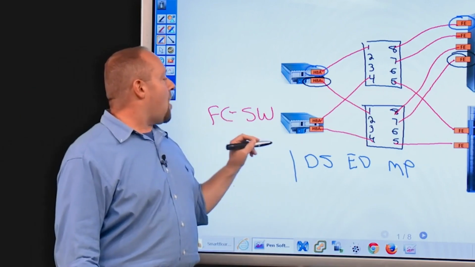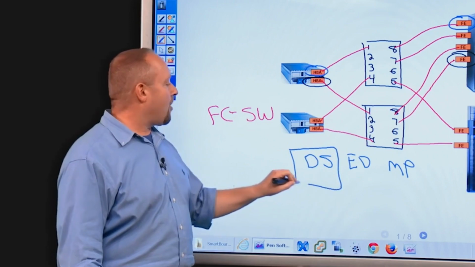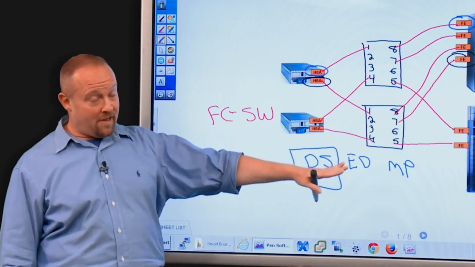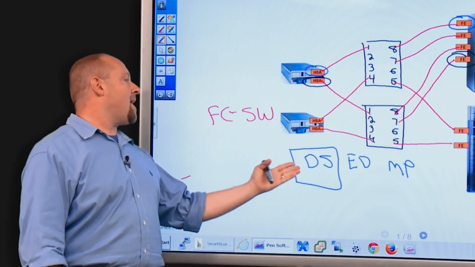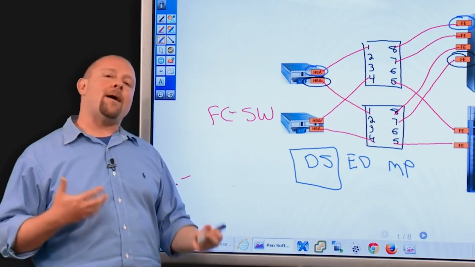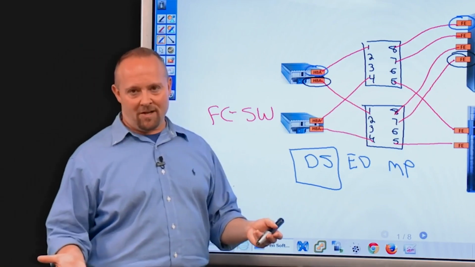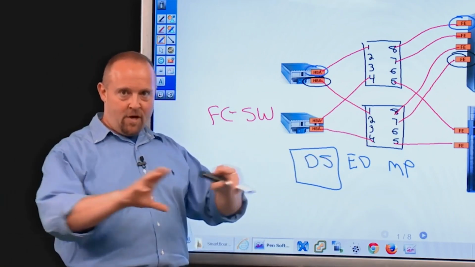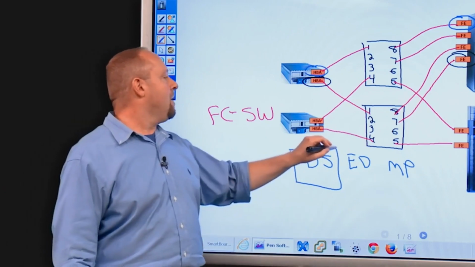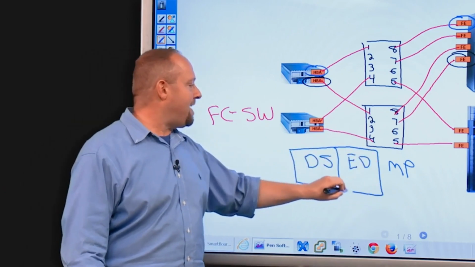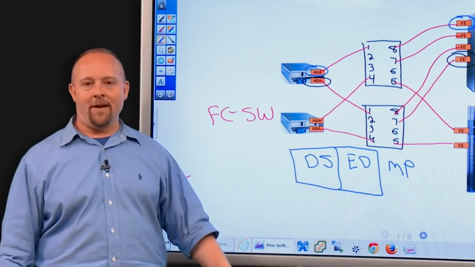Now, departmental switches also give you less inherent redundancy than some of the other classifications. So with a DS, you might get redundant power and cooling, but that's pretty much it. Everything else is just on the same blade or the same hardware. So that's where EDs, or enterprise directors, come in.